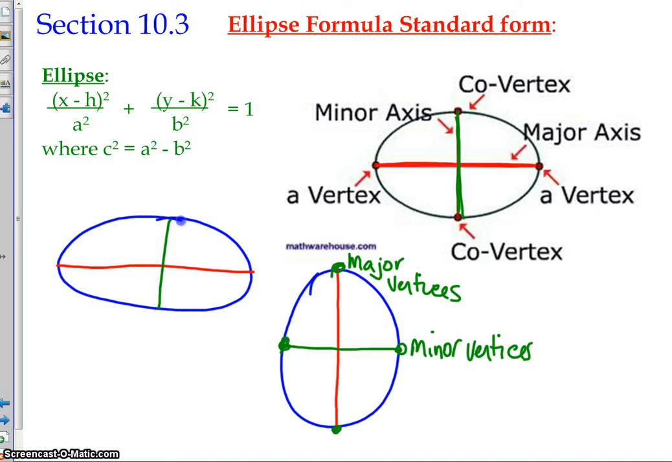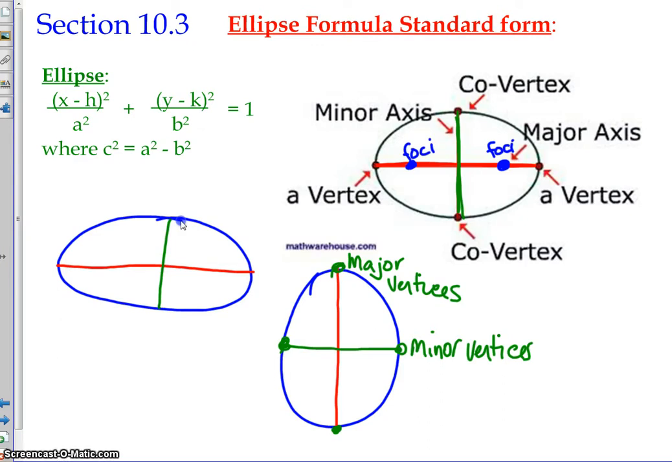They call them covertexes, co-vertices, in the book, and I don't care which one you use. So what we have here is minor, major, and then the one thing that they don't have on this picture but occurs is foci. And if you had a chance to do the activity in class where we make the ellipses, you know that the foci are a big part of drawing an ellipse, F-O-C-I.